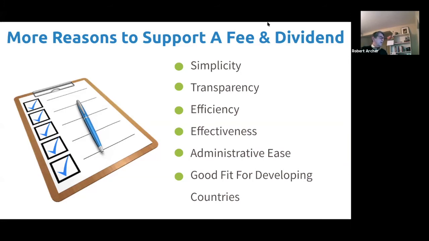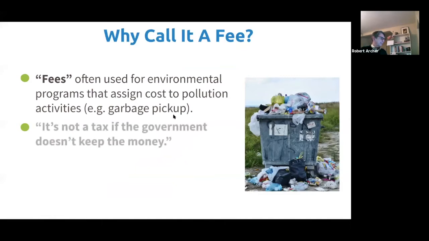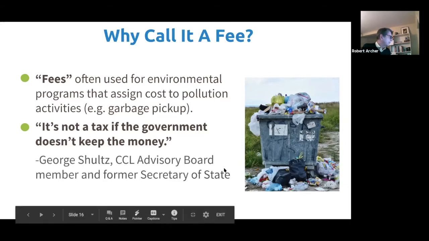The question may come up, isn't a fee the same as a tax? A fee is an appropriate term. It's commonly used for environmental programs that assign costs to pollution activities. For example, if you dump your garbage in the street, a fee for pickup is often imposed. Maybe the best reason came from George Shultz, Ronald Reagan's Secretary of State, and a CCL advisory board member, who told the CCL it's not a tax if the government doesn't keep the money.